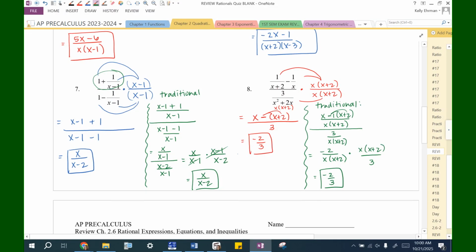But, I think most of the time, 99% of the time, this LCD is a little more streamlined. It'll make it easier when we change these to sines and cosines when we get to second semester. So it's worth a try.